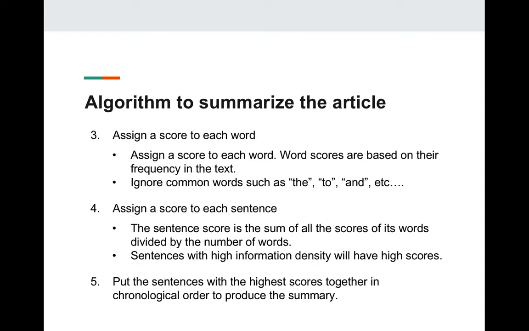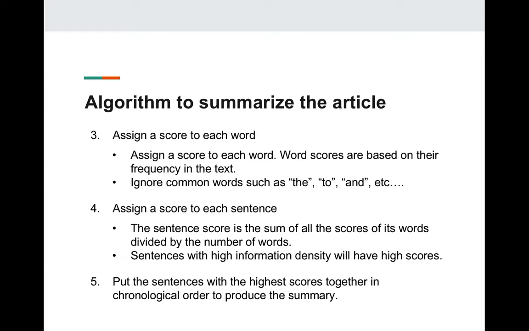And then we assign a score to each word. It is based on the frequency in the text. Common words are obviously ignored. The fourth step is to assign a score to each sentence. The sentence score is a sum of all the scores of its component words and is divided by the total number of words, which gives us the score of each and every sentence.